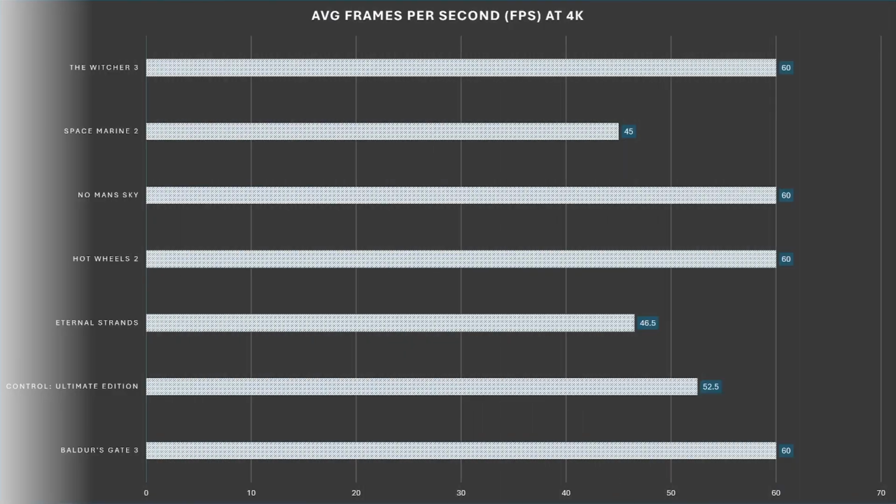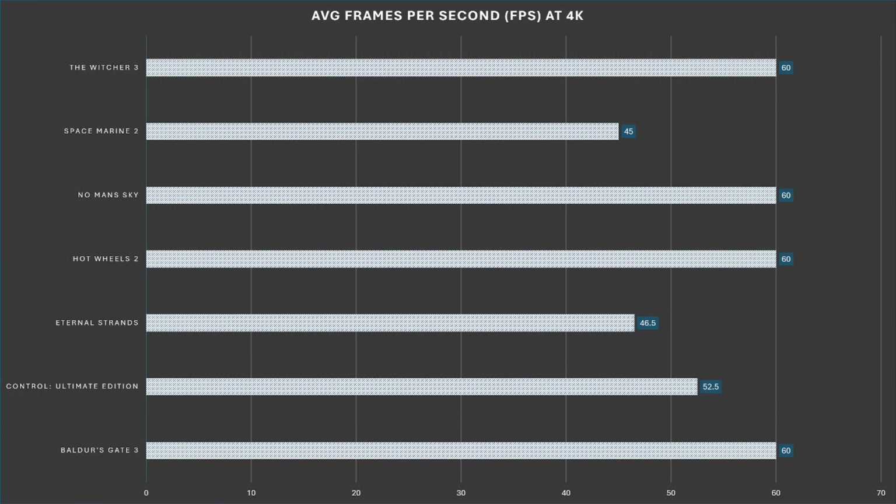Looking at the results, the pattern is pretty clear. Highly optimized titles like The Witcher 3, No Man's Sky, Hot Wheels 2, and Baldur's Gate 3 scale beautifully. They can take advantage of FSR despite this being NVIDIA hardware.